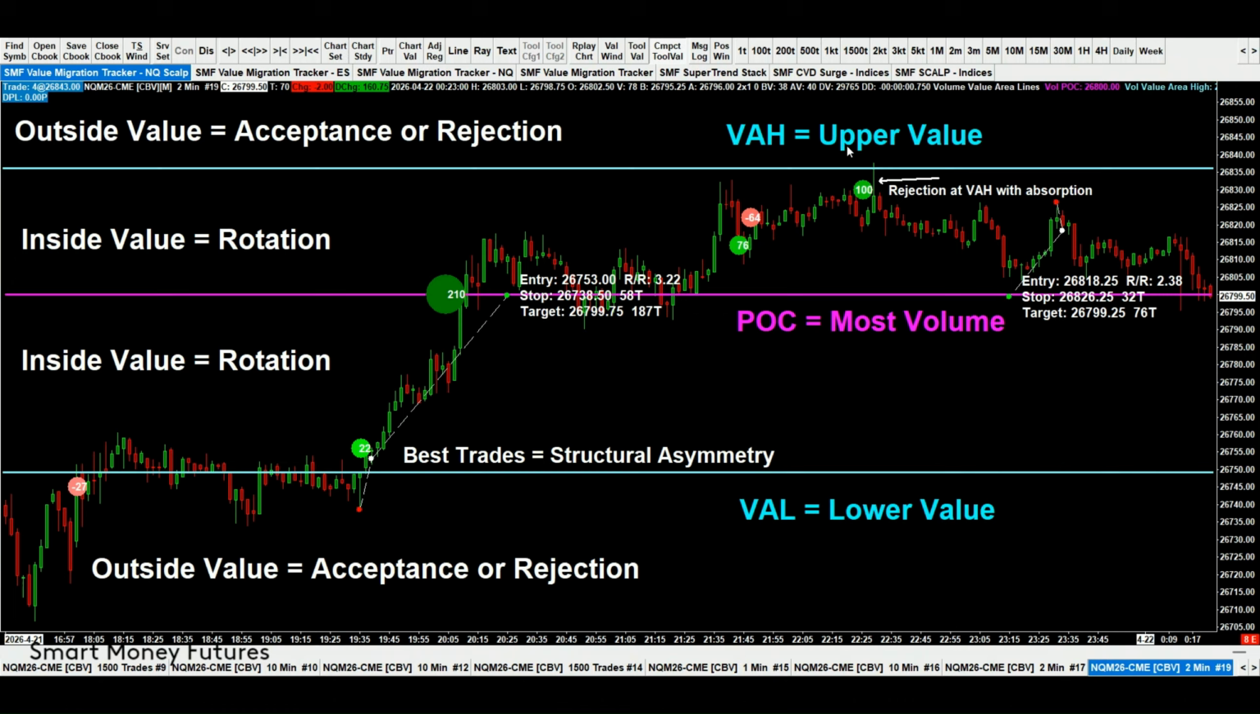If value is rejected at VAH, sellers can rotate back toward POC or VAL. If value is rejected at VAL, buyers can rotate price back higher. But if price accepts outside value, that can signal imbalance and value migration. That's where the best asymmetric trades often start.